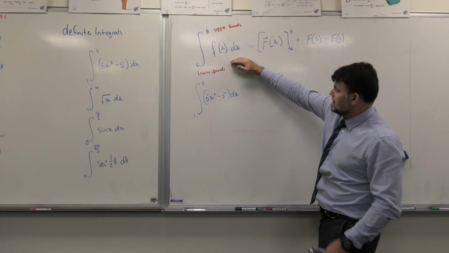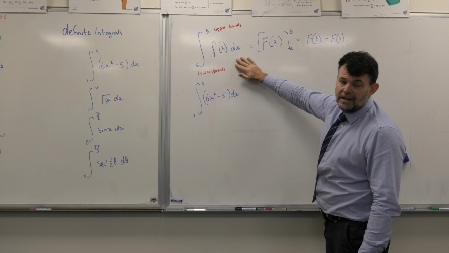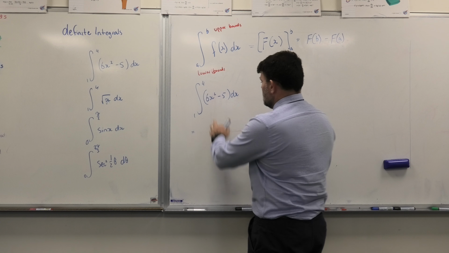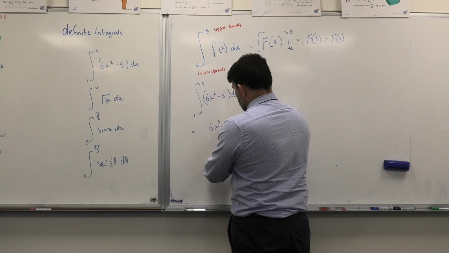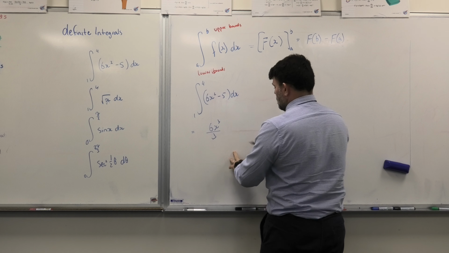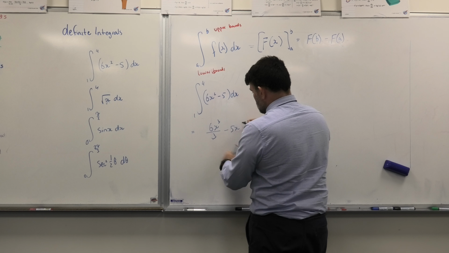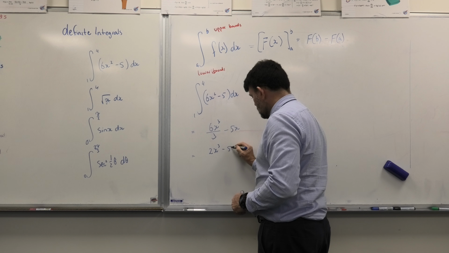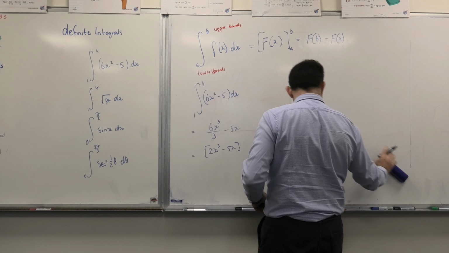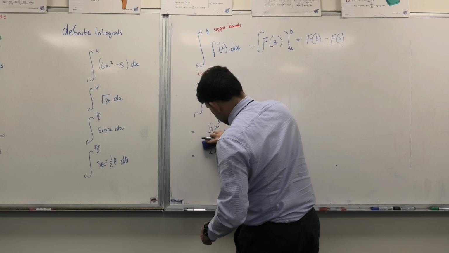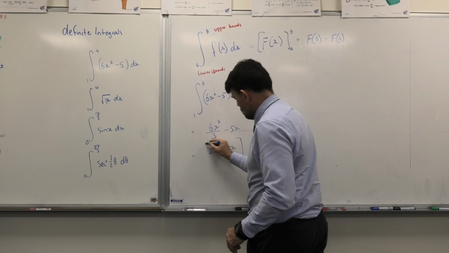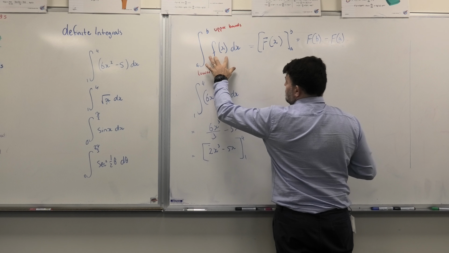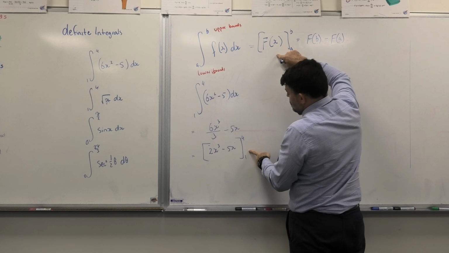So this is our first step. Our next step is we need to integrate that and then apply our boundaries. So this here would become 6x to the power of 3 all over 3 minus 5x, which we could simplify down to 2x to the power of 3 minus 5x. I'll make those brackets bigger, and all to the boundaries of 4 and 1. So we've integrated to get to this point.